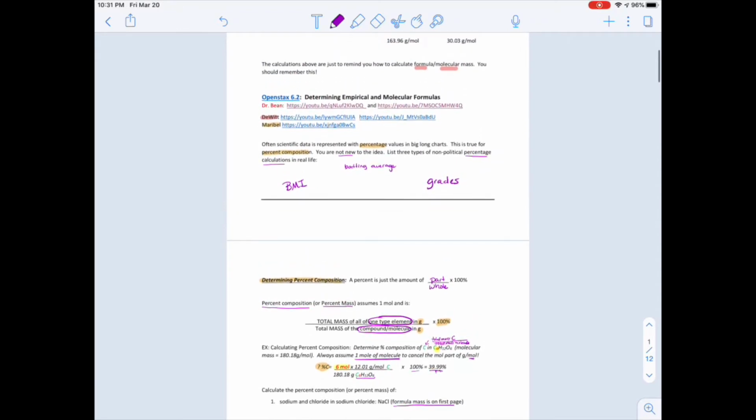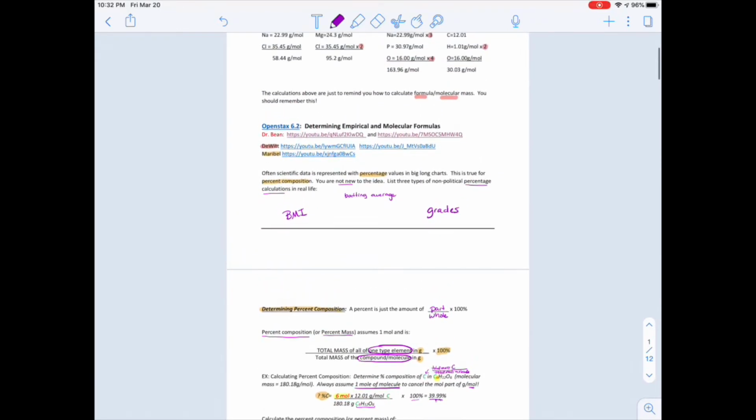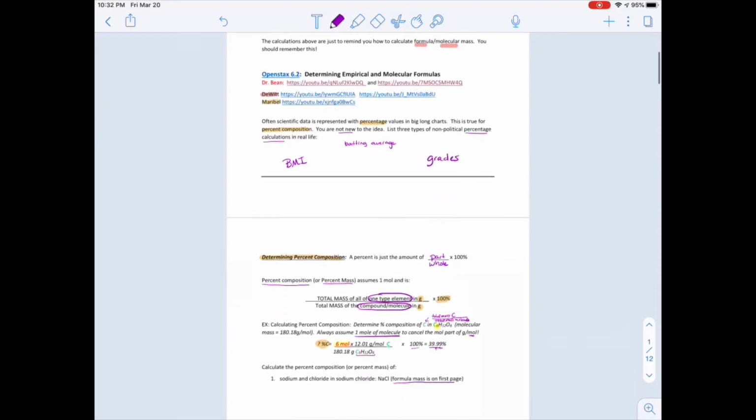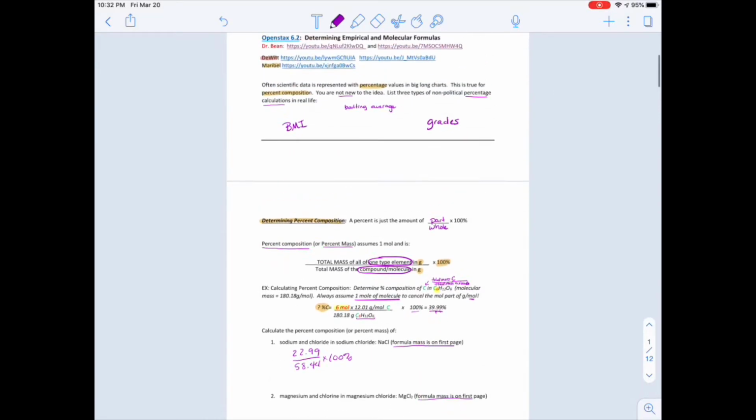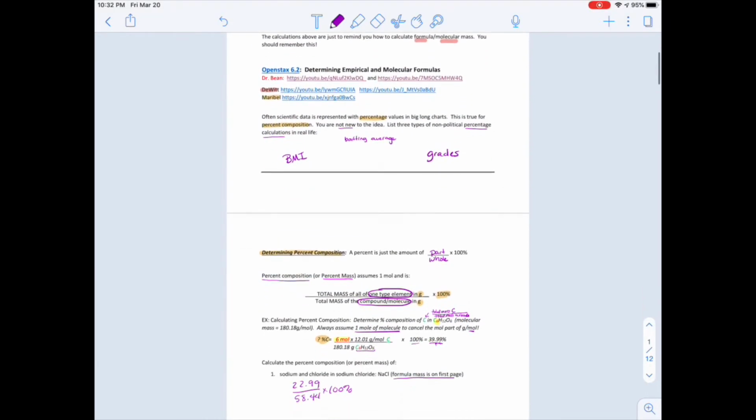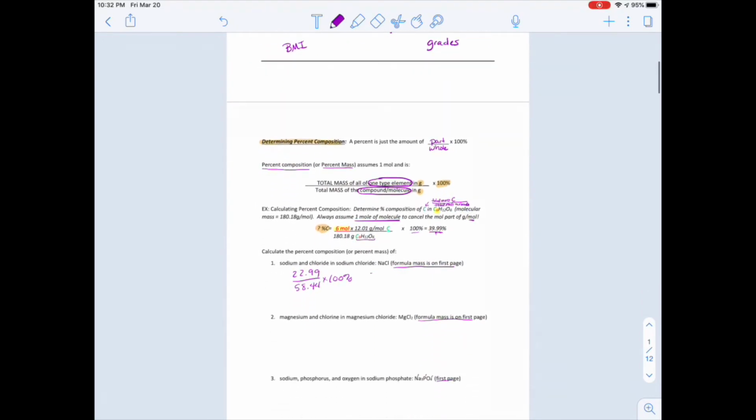All right, so I'm going to go back up and I'm grabbing the NaCl's number. It's right here. That 58.44, and I'm going to make sure I've got the other two numbers handy also, the 22.99. So 22.99 divided by 58.44 times 100%. And if I want to go ahead and do the chlorine, I can say 35.45 times 100%.